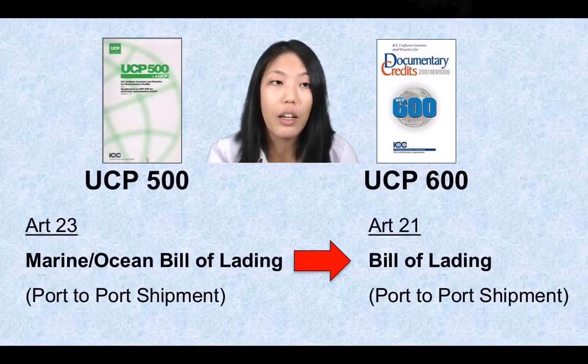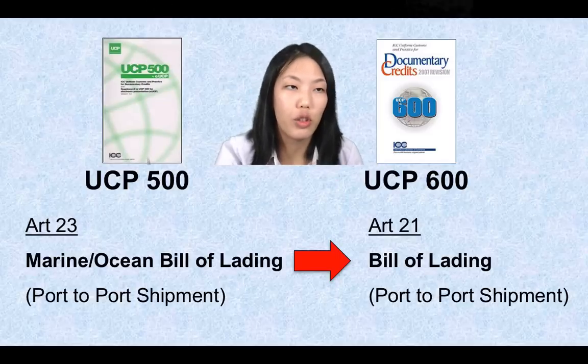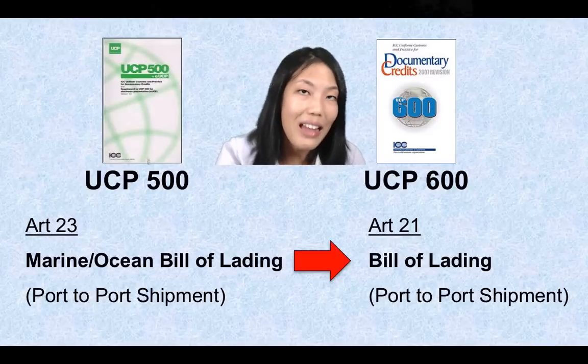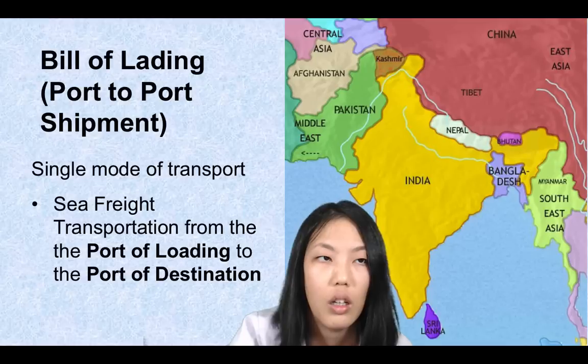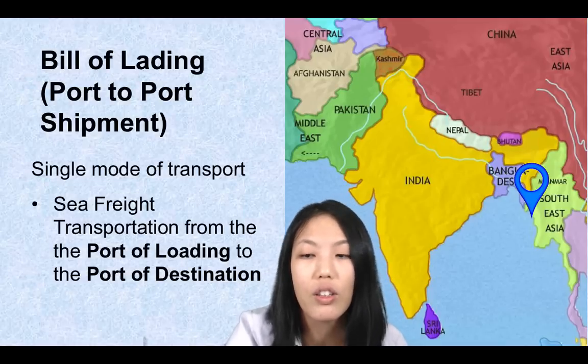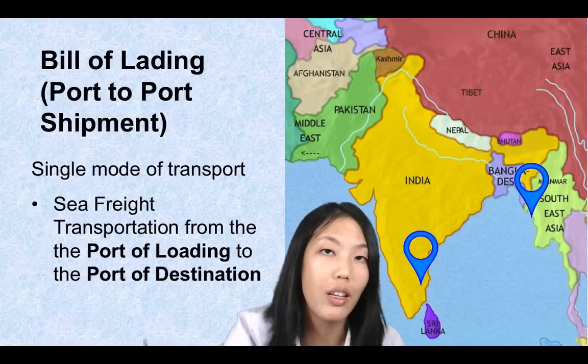ocean bill of lading, whereby the carrier's responsibility begins at the port of loading and ends at the port of discharge. Now, if we look at this diagram, goods are transported from a port in Southeast Asia to a port in India.